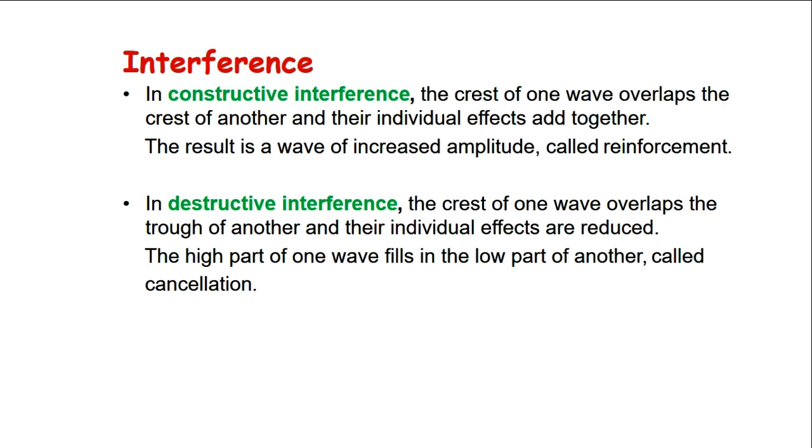The second type is called destructive interference, where the crest of one wave overlaps with the trough of another. In this case, the total effect will be reduced and you're going to produce a small wave. Sometimes they can even cancel if they have the same amplitude.